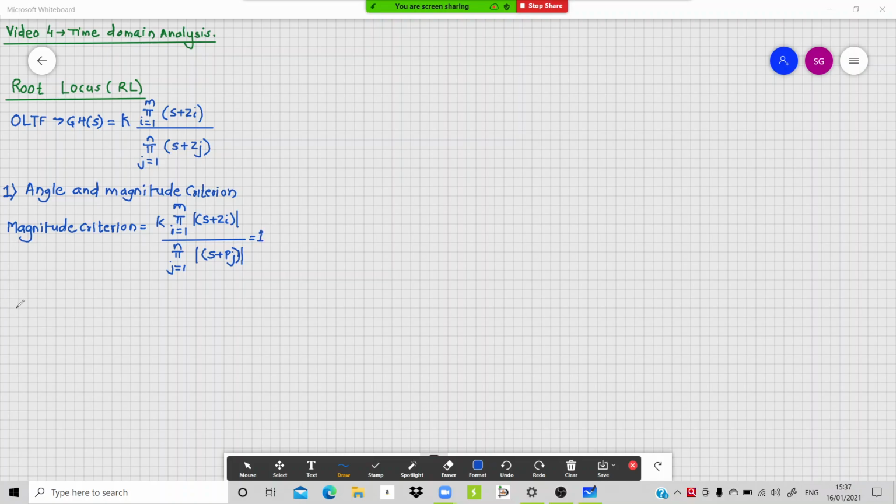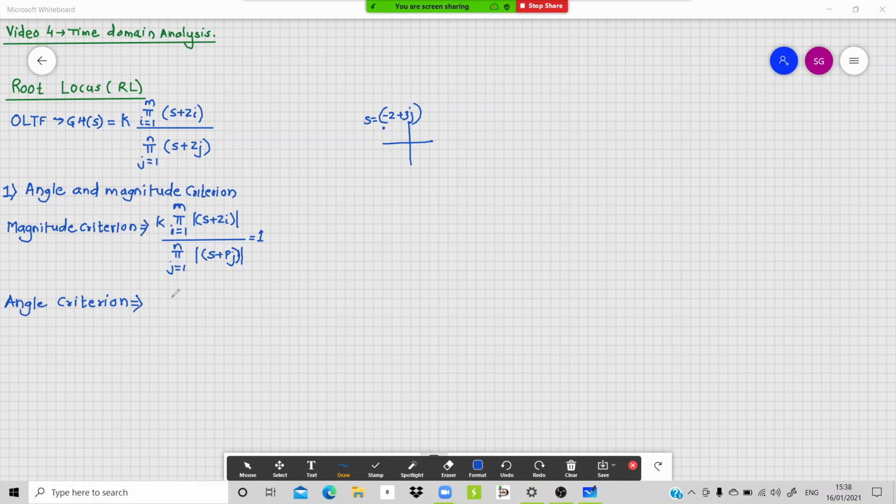On the same line, angle criteria. See, whatever point for which you want to get the magnitude, you are supposed to put the value of s over there. For example, this point you are having minus 2 plus 3j. This is the value of s for this particular point. So this value you are supposed to put over here, solve it, and see whether you are getting the magnitude to be equal to 1 or not.